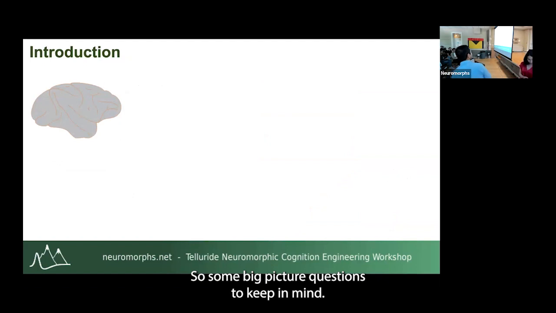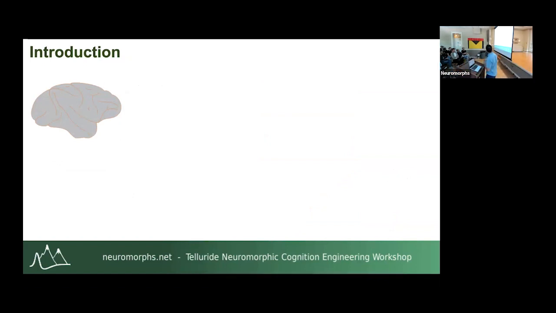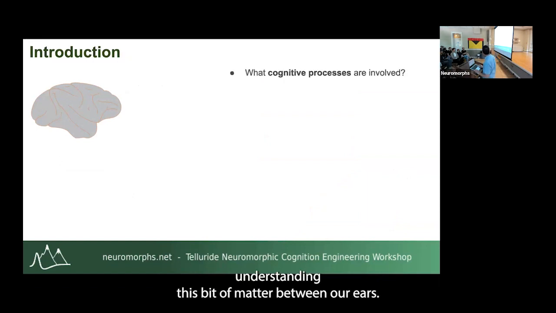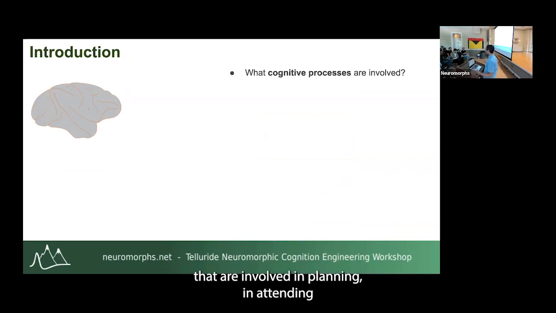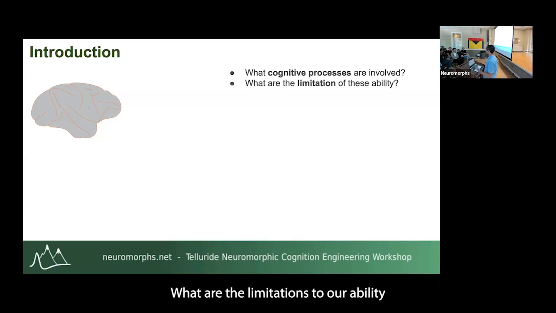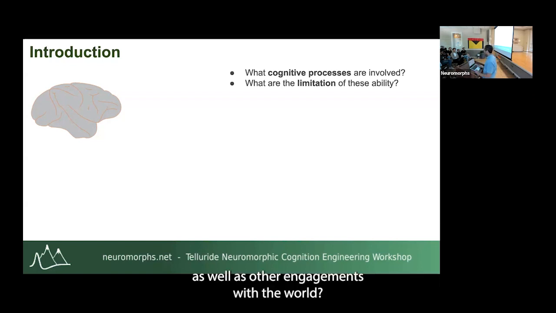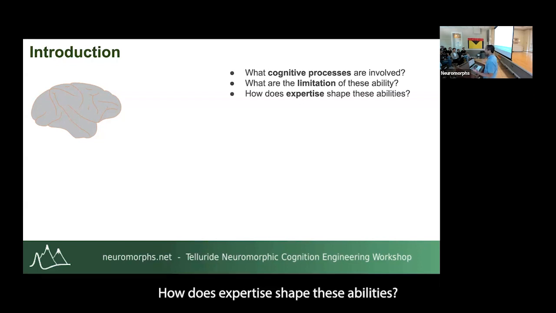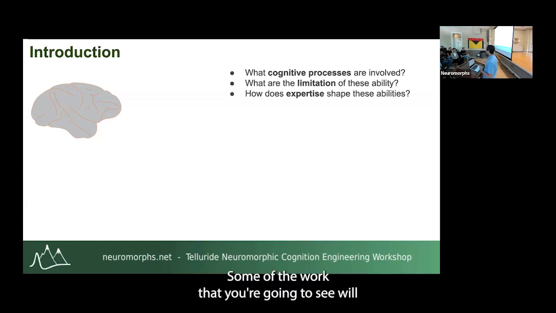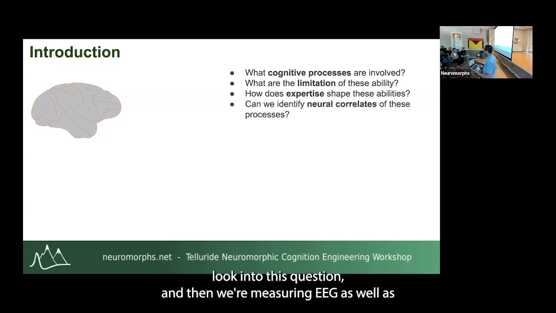Thanks, Claire. So some big picture questions to keep in mind. Overall, we're interested in understanding this bit of matter between our ears. High-level questions: what are the cognitive processes that are involved in planning, in attending, in these activities? What are the limitations to our ability to learn how to control our motor actions, to create speech and music, as well as other engagements with the world? How does expertise shape these abilities? Some of the work that you're going to see will look into this question.